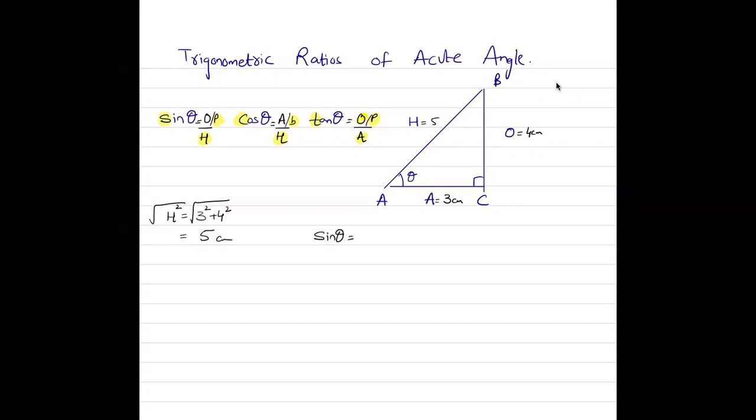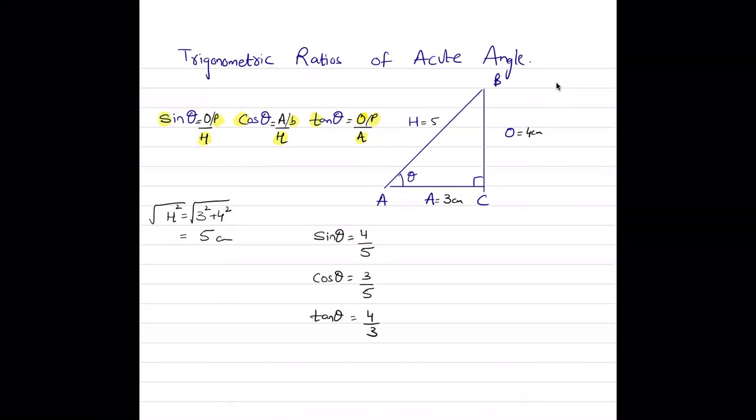Now, applying the trigonometric ratios, sine theta is going to be the ratio of opposite over hypotenuse. So, what is going to be the ratio? It's going to be 4 over 5. This is the opposite side. This is the hypotenuse side. Now cos theta is going to be 3 upon 5, and tan theta is going to be 4 upon 3. Okay, very good.